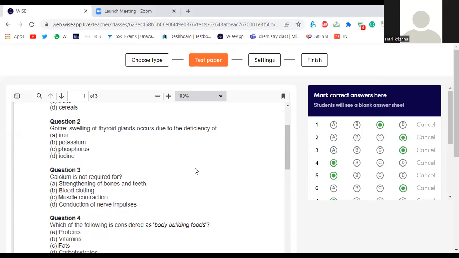Goitre. Swelling of the thyroid glands occurs due to the deficiency of. The answer is iodine. I think that is correct, sir. Okay.